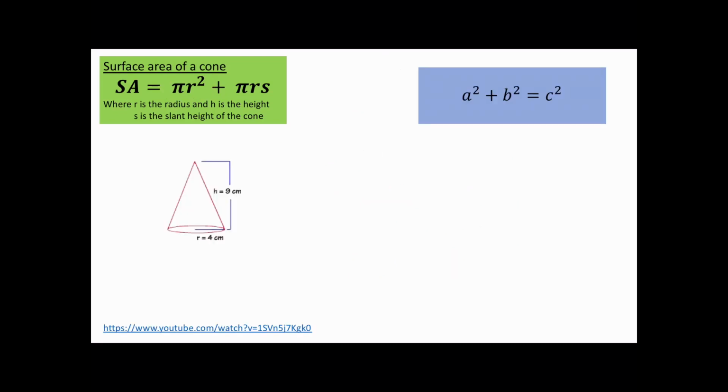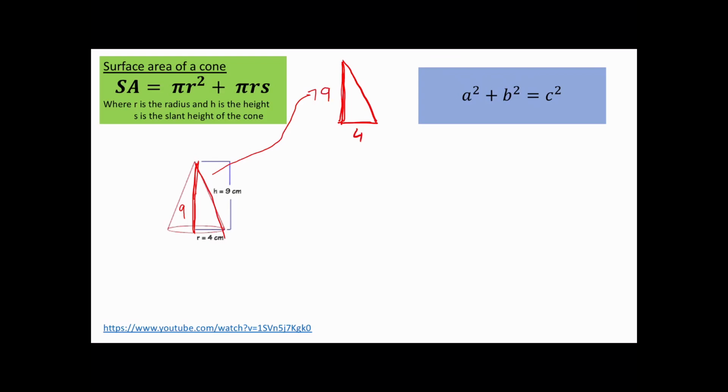Okay, sometimes when we're looking at cones, we're not given this slant height directly. So you can see here that that 9 is actually this length here. So what I need to do is employ Pythagoras. And hopefully, because you're working at well above the expected standard, you've seen Pythagoras before. If not, here's your introduction to it.